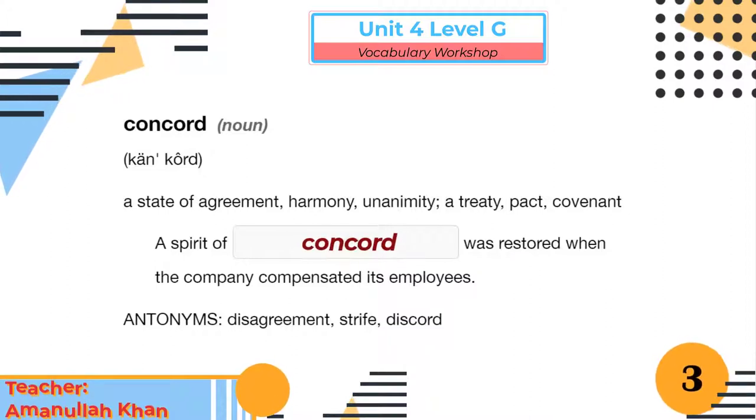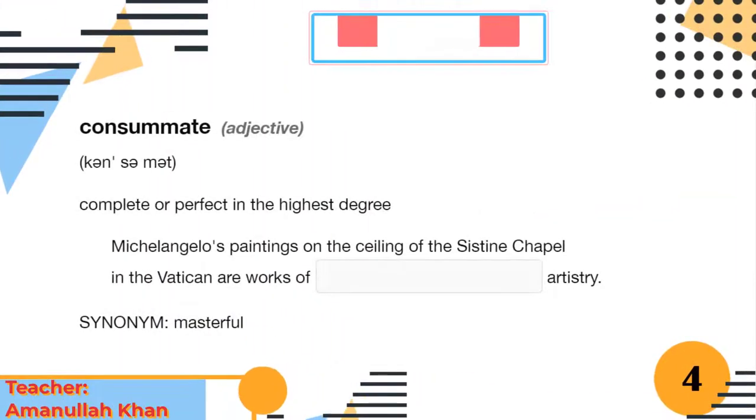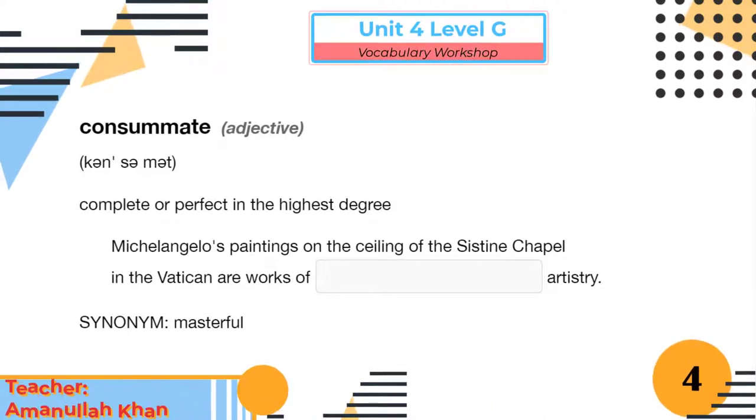Now you say concord. Try the word again. Consummate. Consummate is an adjective, meaning complete or perfect in the highest degree. Here are a few ways in which consummate can be used. All of the bestseller lists agreed the new novel was consummate and may be considered a classic someday. Always on time and prepared for work, Jim was considered the consummate professional.